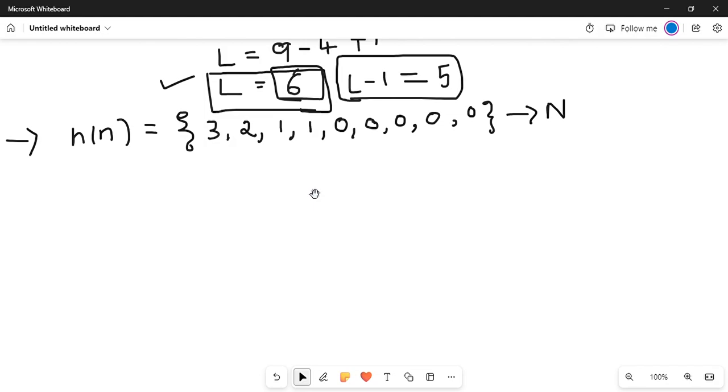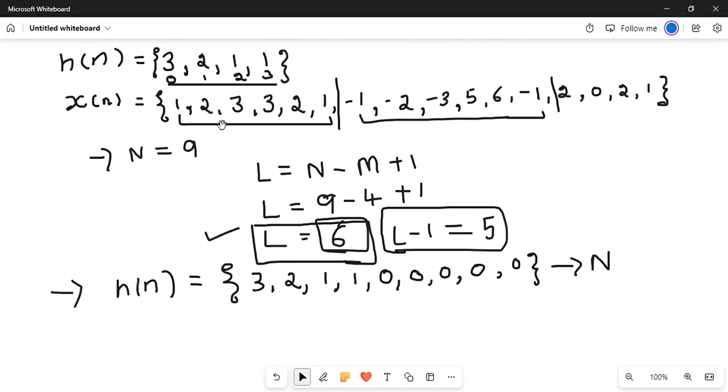So now let me come to the x1 of n. The x of n here you can see is divided as 1, 2, 3, 3, 2, 1. This is my very first division of x of n, wherein my L is equal to 6. You can see it is 1, 2, 3, 4, 5, 6, so the length is equal to 6. Now I need to make this 6 into 9.